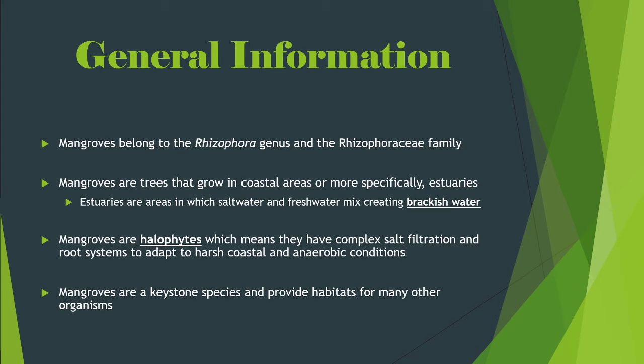What allows them to grow within these brackish waters is the fact that they are halophytes, which means that they have complex salt filtration systems and root systems to adapt to harsh coastal and anaerobic conditions in which their roots do grow. They are a keystone species and provide habitats for many other organisms and are actually crucial to the development of younger organisms within marine life.